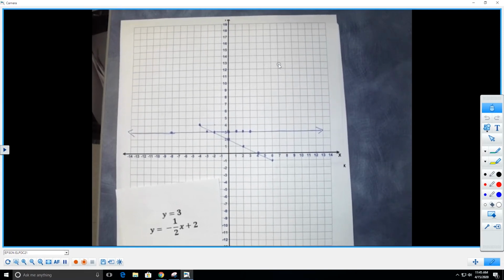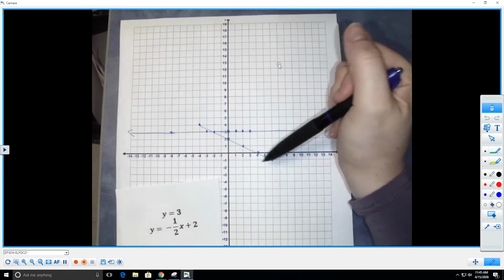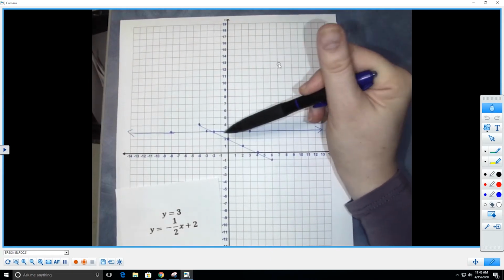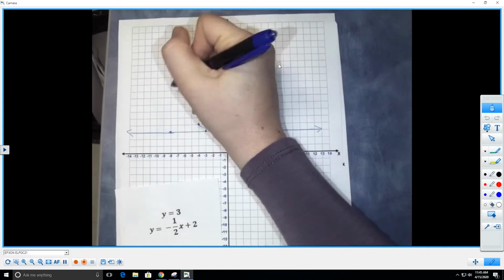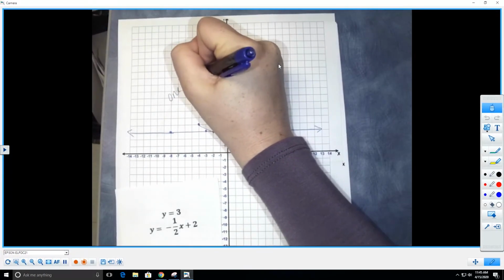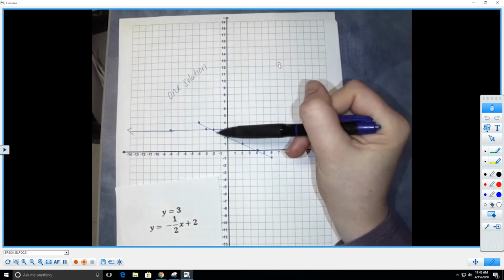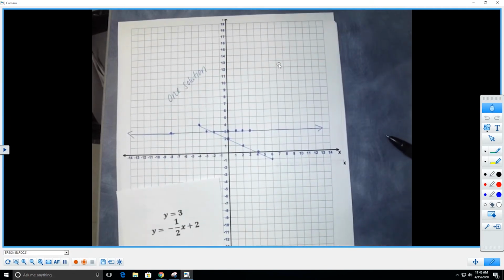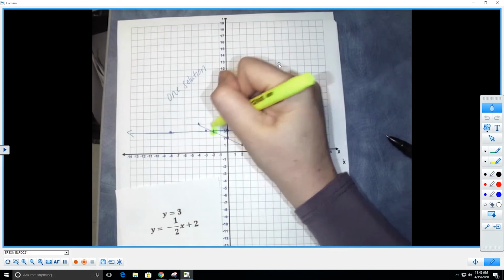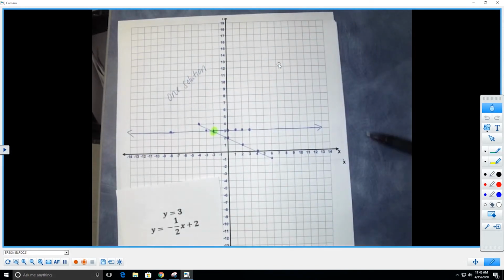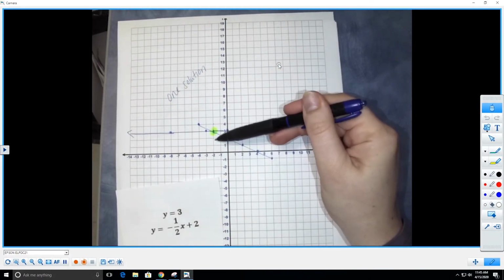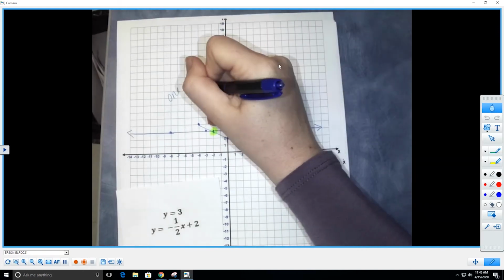As you can see, the solution to this system of equations, since they intersect, we know there is one solution, and that solution is going to be where the 2 lines intersect, which is at this point here, which is at (-2, 3).